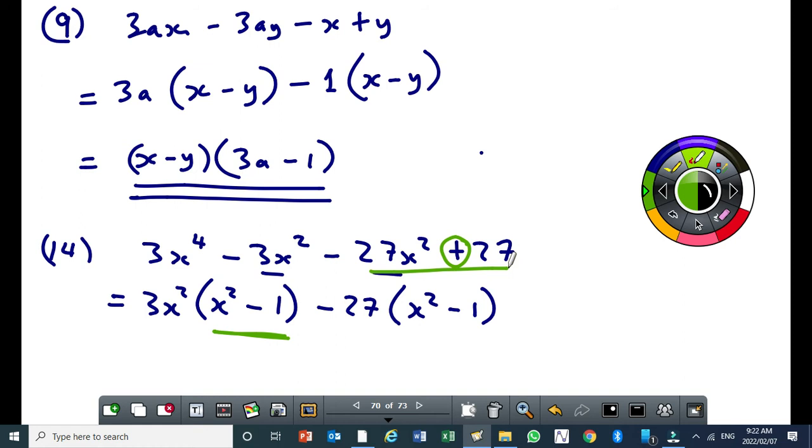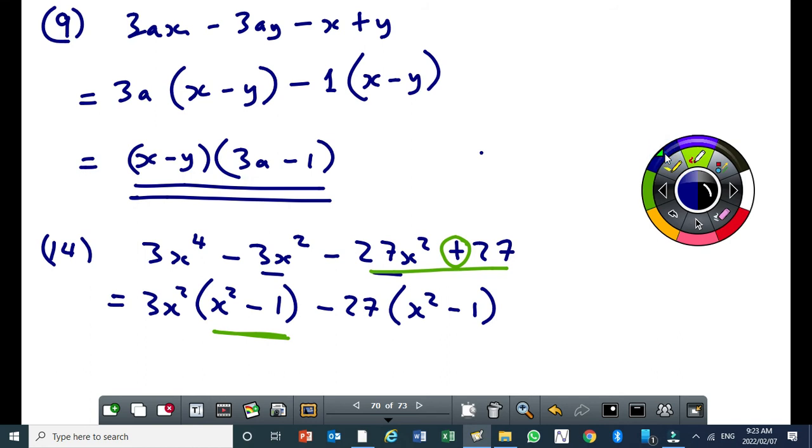If you divide minus 27x squared by minus 27, you get this x squared. Positive 27 divided by minus 27, you get minus 1. If you remove the brackets to go back, multiply minus 27 by x squared, you get this. Minus 27 times minus 1, you get positive 27. Remember, factorization is the opposite of products. Products and factorization, they are related. I hope I answered it.